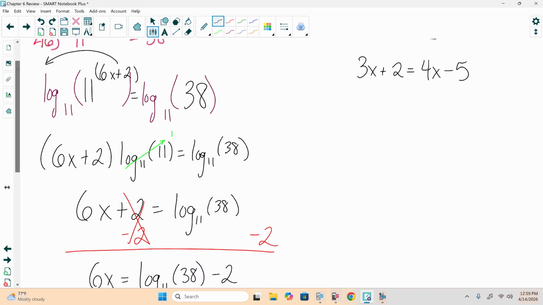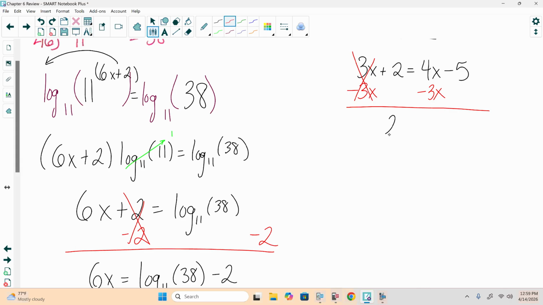Again, we don't have quadratic terms. We don't have x squared, x cubed. We can get x's on one side, constant terms on the other. Doesn't matter what we do first. We can add 5 to both sides. We could subtract 2. We could subtract 4x from both sides, or I'm going to subtract 3x from both sides.